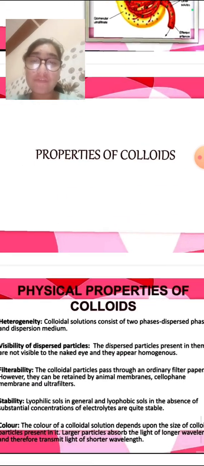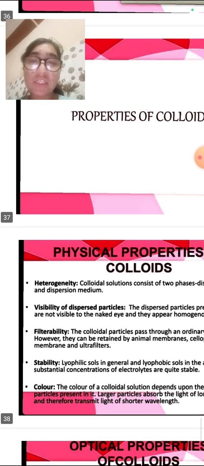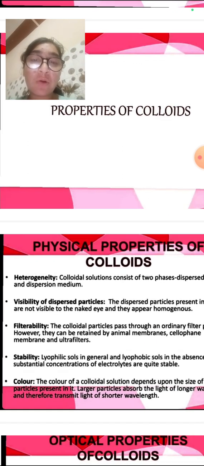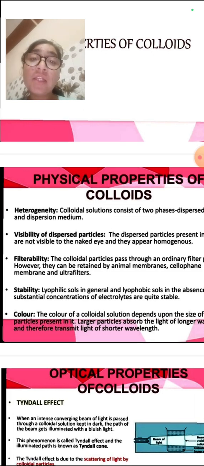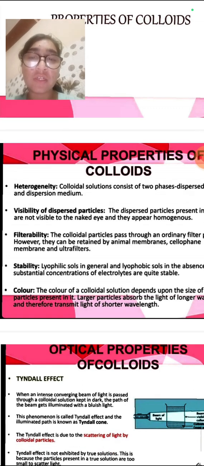Properties of colloids. Physical properties. Heterogeneity. Colloidal solution consists of two phases, dispersed phase and dispersion medium. Visibility of dispersed particles. Dispersed particles present in them are not visible to the naked eye and they appear homogeneous. Filterability. The colloidal particles pass through an ordinary filter paper, however, they can be retained by animal membrane, parchment, cellophane membrane, and ultrafilter.